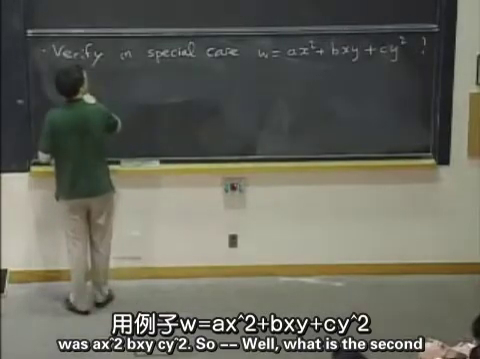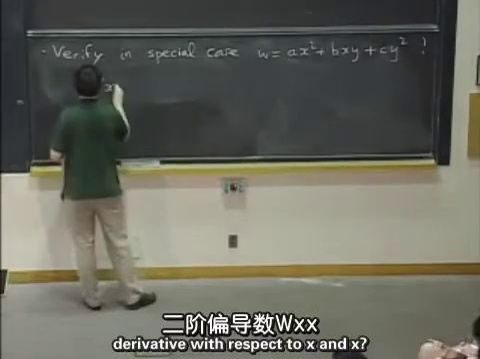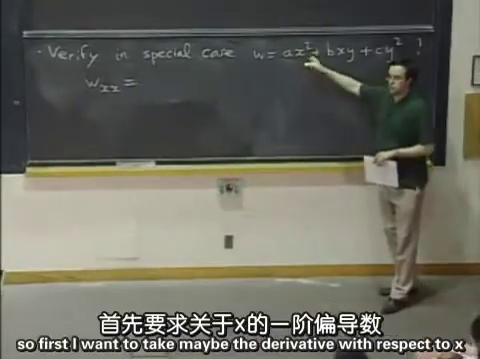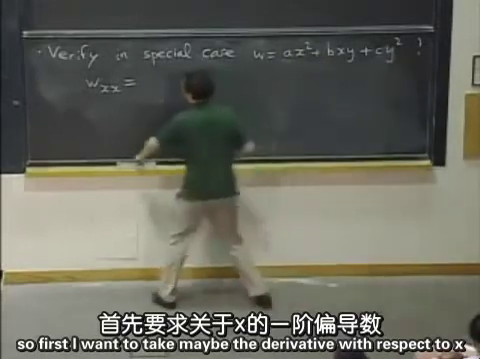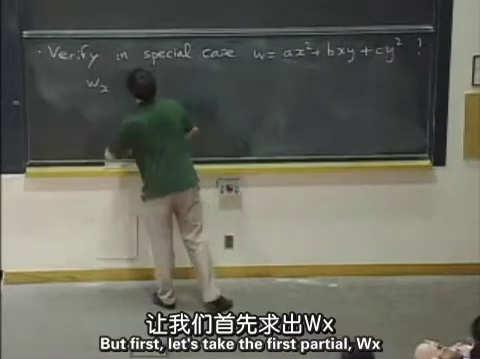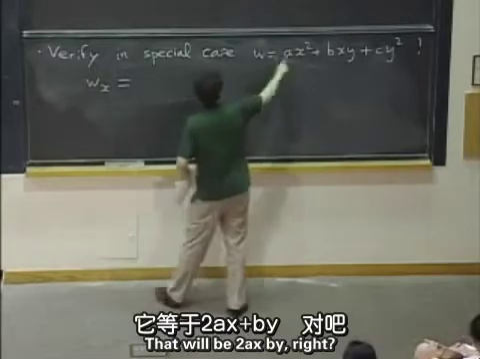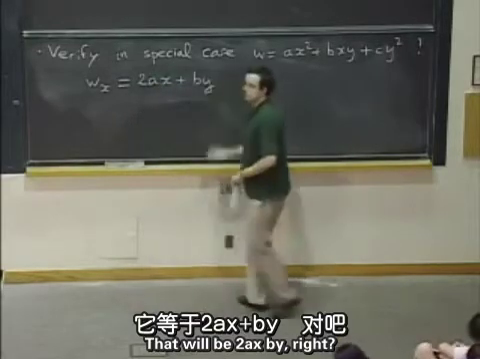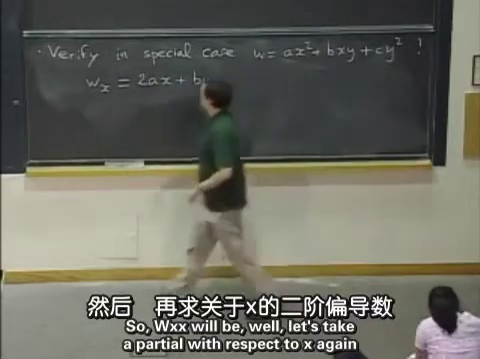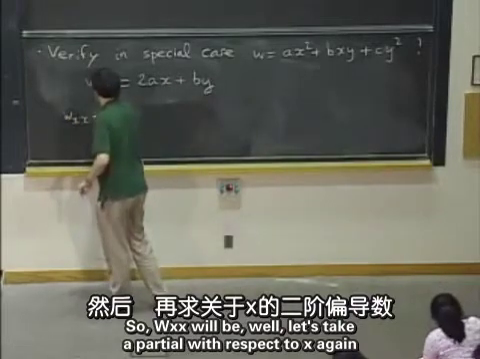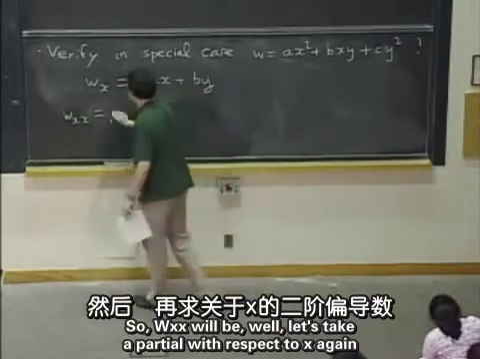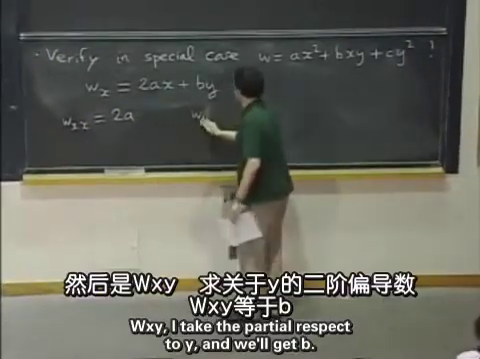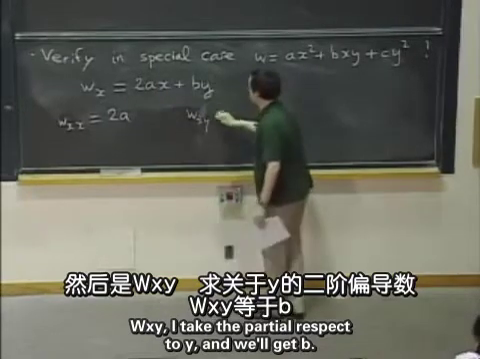So, what is the second derivative with respect to x and x? First I want to take the derivative with respect to x. Let's take first the first partial, w sub x. That will be 2ax plus by, right? So w sub xx will be, well, let's take the partial with respect to x again, that's 2a. W sub xy, I take the partial with respect to y, I will get b.